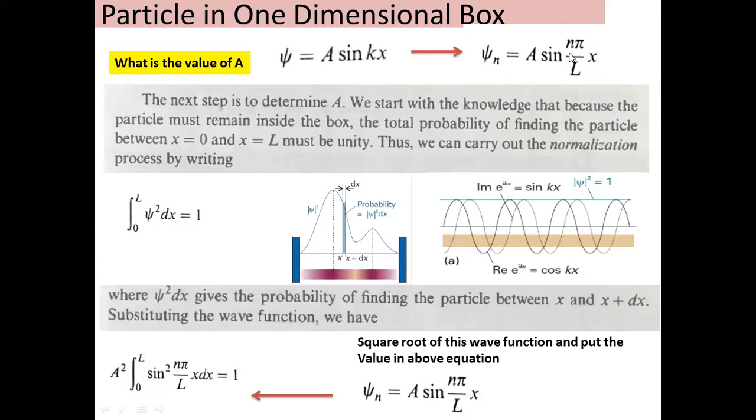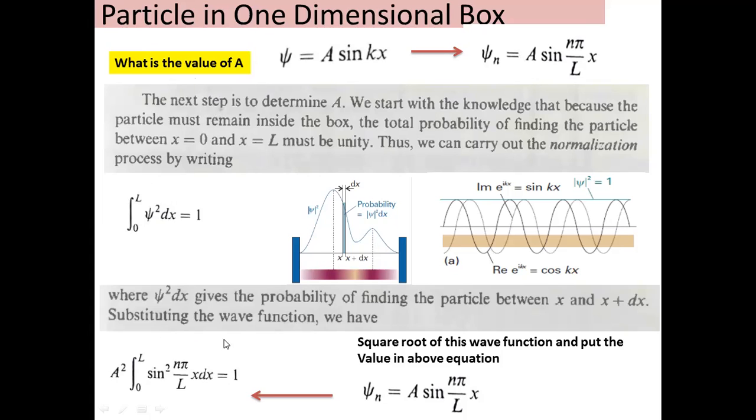n is the energy level, and it may be 1, 2, 3, 4, and so on. Pi is the constant, and L is the length of the box in which the particle is restricted within one dimension, that is called the x direction. So today we will find out the value of A, and then our target will be finished with the solution of the Schrodinger wave equation for the particle in a one dimensional box.